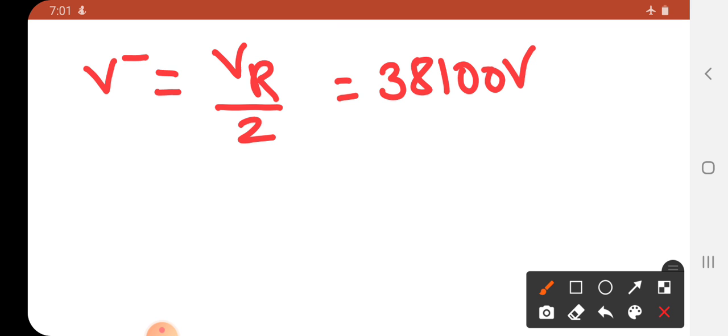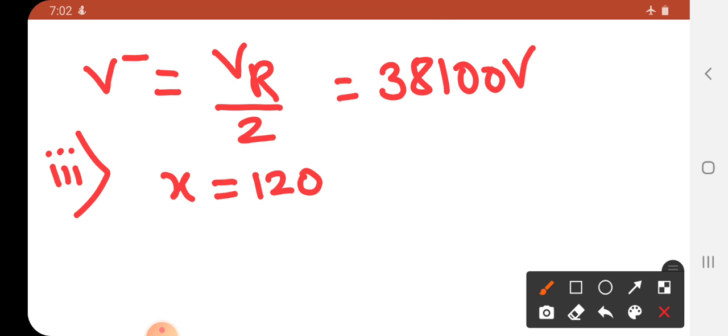Okay. Next, what is the third one? The incident voltage at a distance of 120 kilometers from the receiving end. That means here you need to substitute the value of x. X is equal to 120 kilometers. When x is equal to 120 kilometers, then what is the incident voltage and what is the reflected voltage?